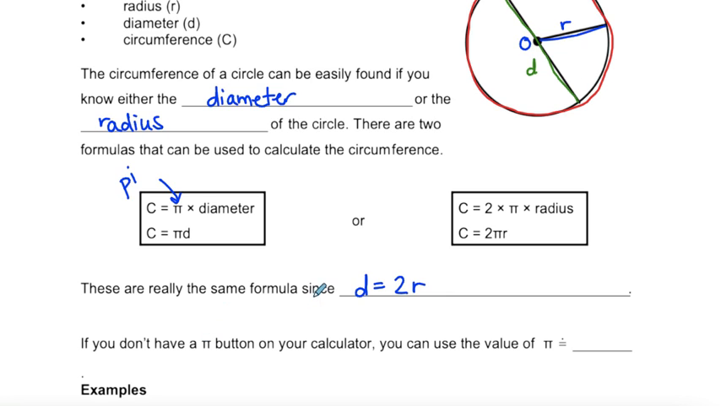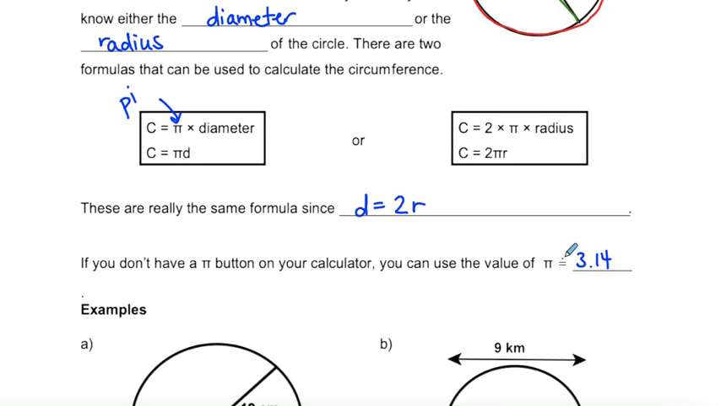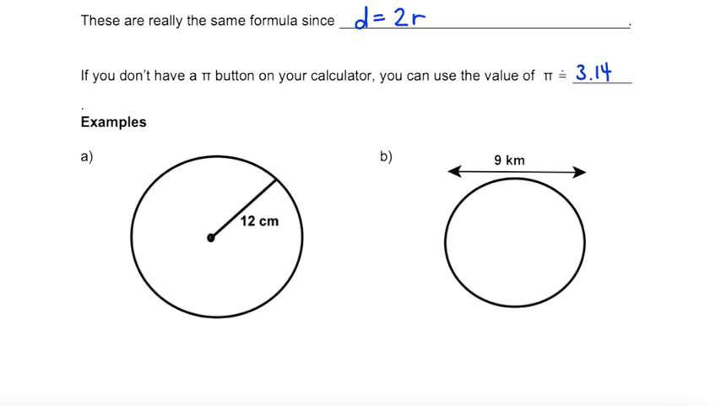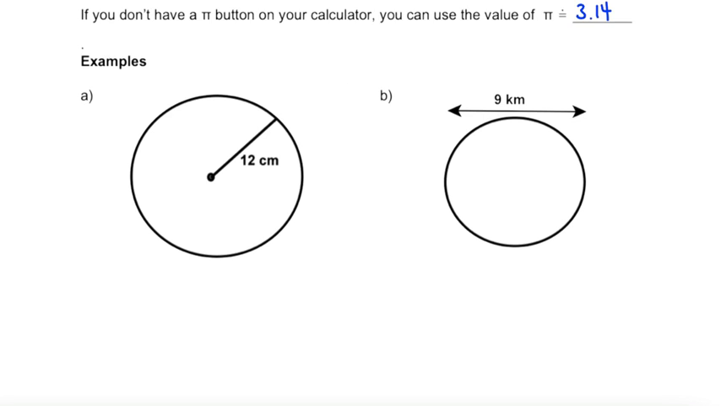If you don't have a pi button on your calculator, you can use the value of pi, which is 3.14. That only includes the first 2 decimal places of pi, so this is an approximation. That's why we have this equal sign with a dot on it. So it's about 3.14 if we round it to the nearest hundredth. So we're going to use 3.14 to calculate the circumference of the following circles.